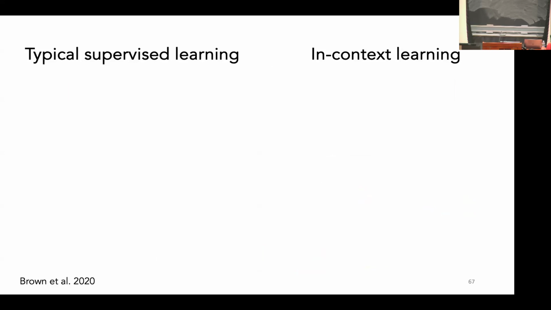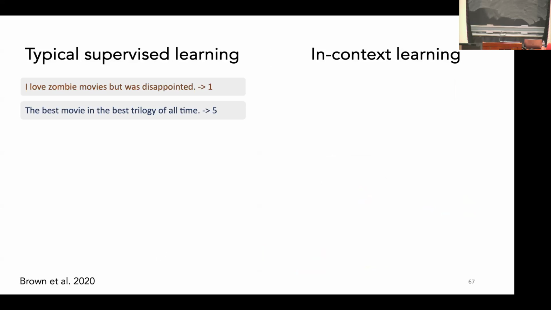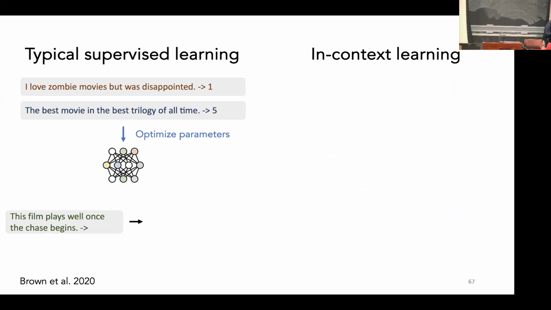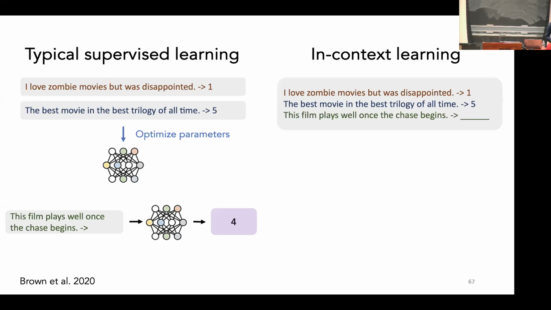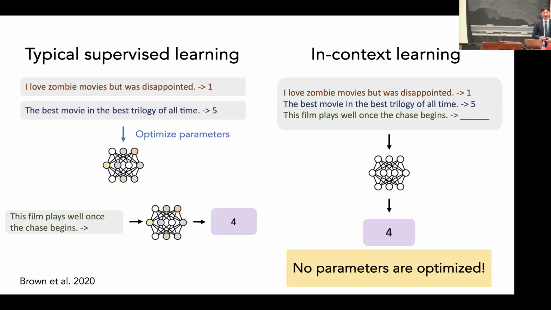To contrast in-context learning with typical supervised learning: in typical supervised learning, we have a couple of independent examples of the task, and we use these examples to optimize the parameters of a model, let's say using gradient descent. We take this optimized model, and now we can use it to make predictions on the test input. In-context learning, we just concatenate all these training examples and the test input together, feed it into the model, and it makes a prediction without optimizing any parameters at all.